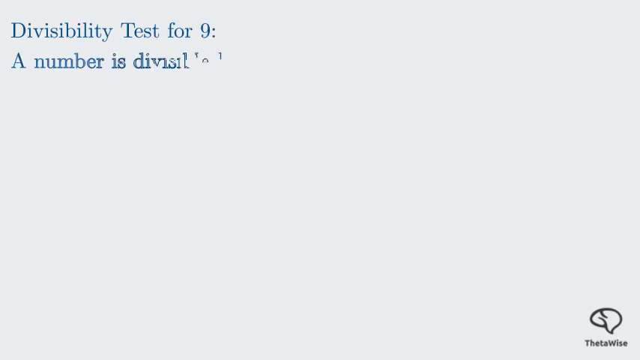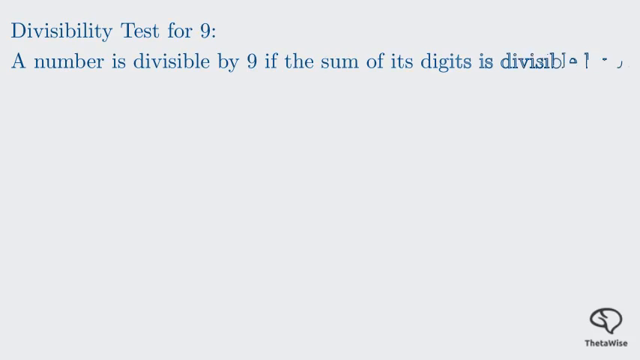Now let's move on to the divisibility test for 9. You'll find it's very similar to the test for 3. The rule is, a number is divisible by 9 if the sum of its digits is divisible by 9. Just like with 3, you add up all the digits of the number. If that sum is a multiple of 9, then the original number is divisible by 9.